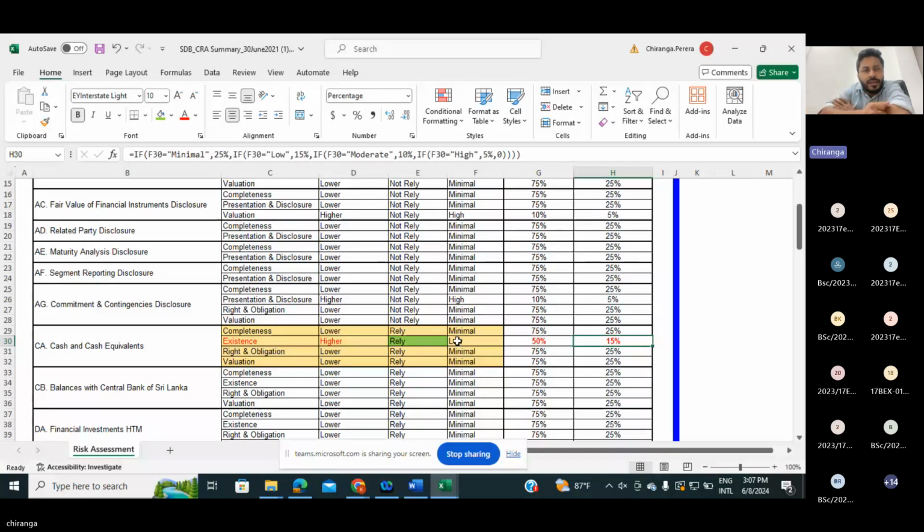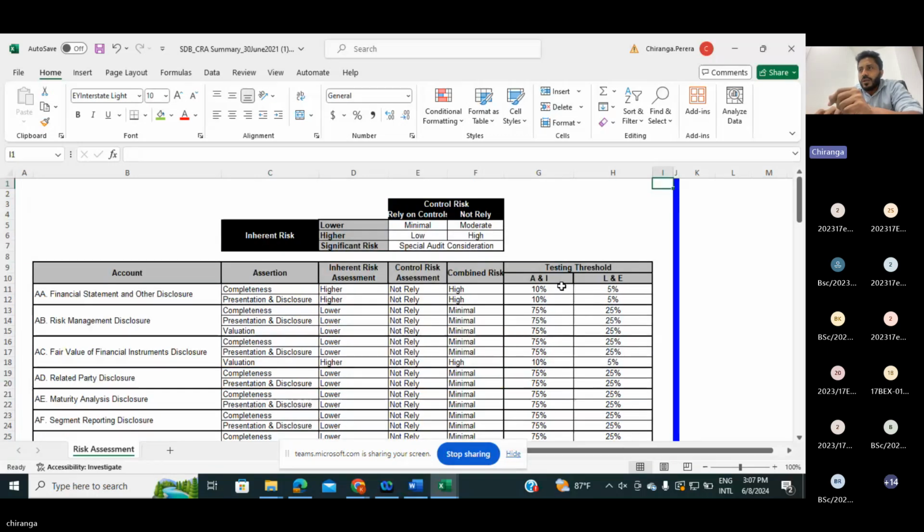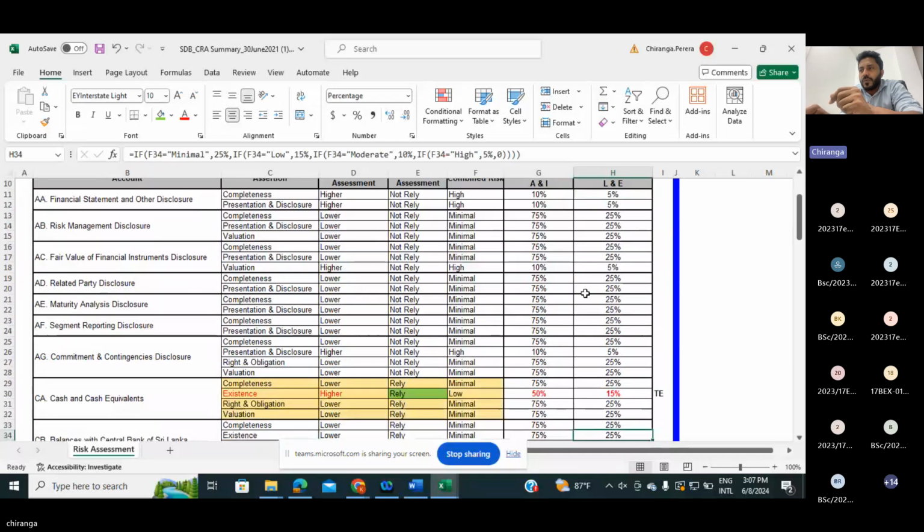Before that, we are getting this 50 and 15 from TE because this is at transaction level for testing. Let's say for the time being, you can imagine selecting samples to identify significant accounts. We are getting this percentage, calculating that from the TE. So here we have the testing threshold. We have not mentioned it, but we have to mention that it's from the TE.